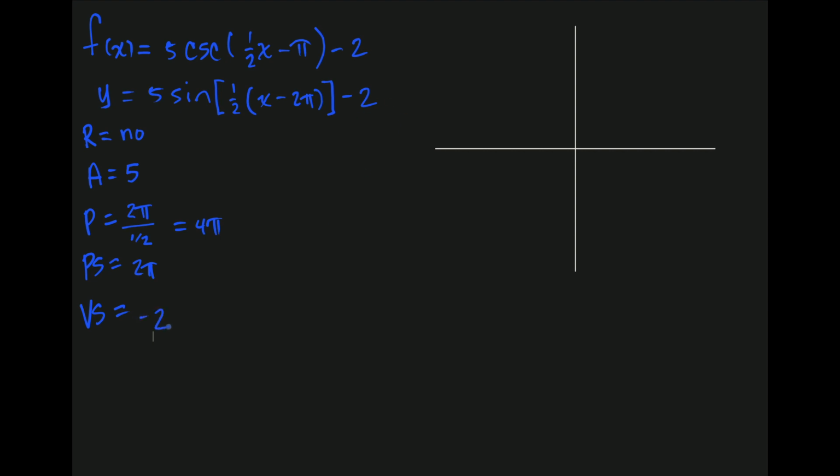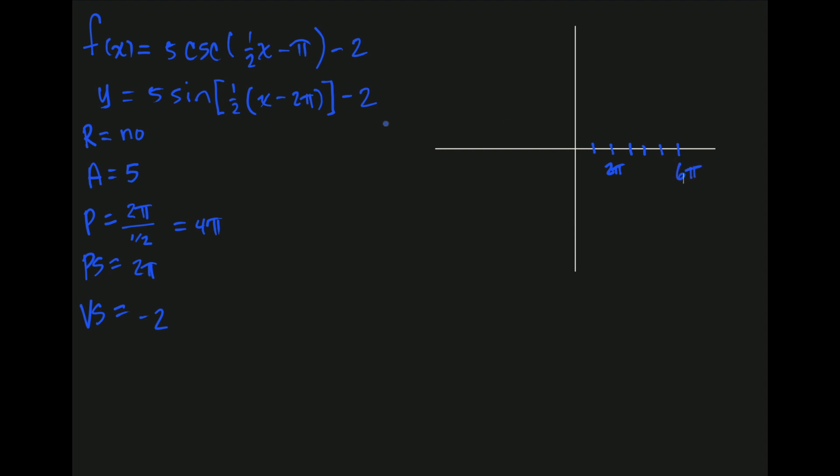All right, let's come over to the graph. We always, for sine and cosine, start at the phase shift. So the phase shift is 2 pi. So we're going to call that 2 pi right there. And the period is 4 pi. So we have to add 4 pi. And that will bring us over to 6 pi.